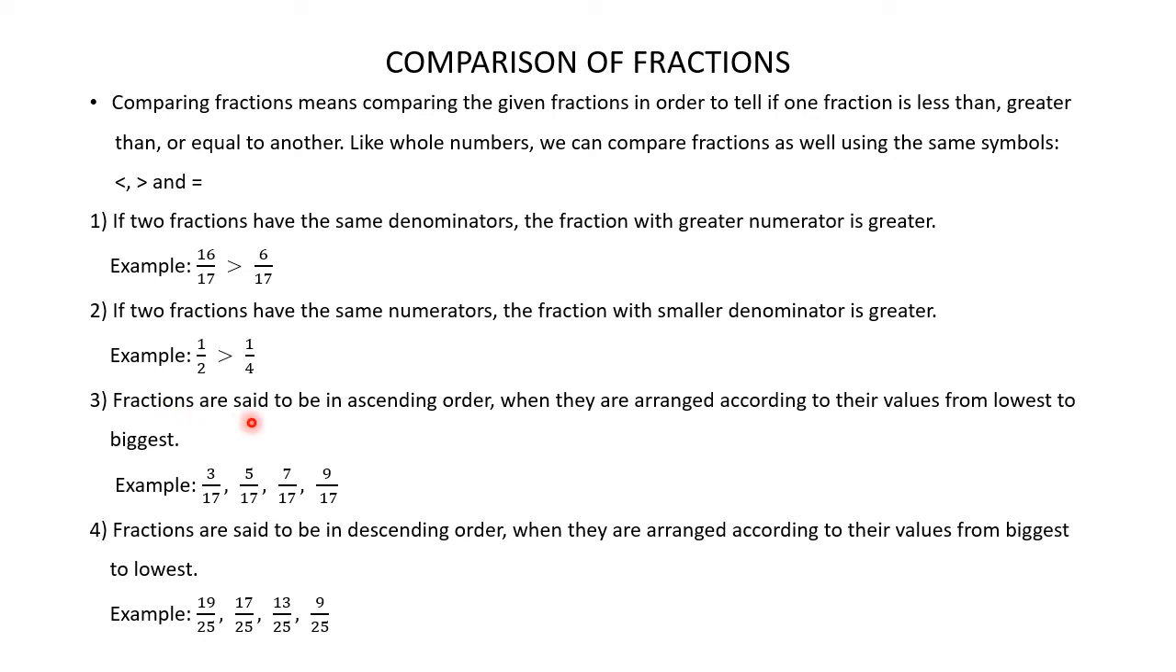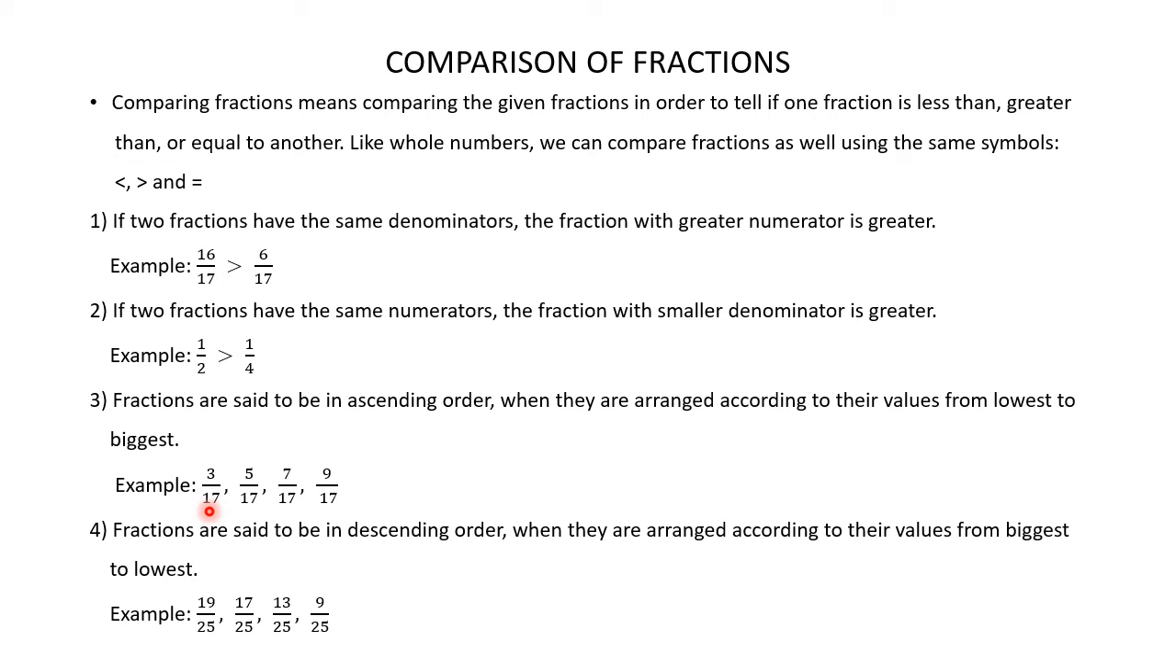Next, fractions are said to be in ascending order when they are arranged according to their values from lowest to biggest. For example, these fractions are in ascending order because their values are from lowest to biggest.